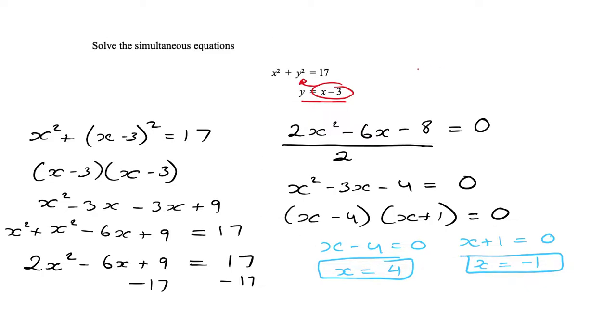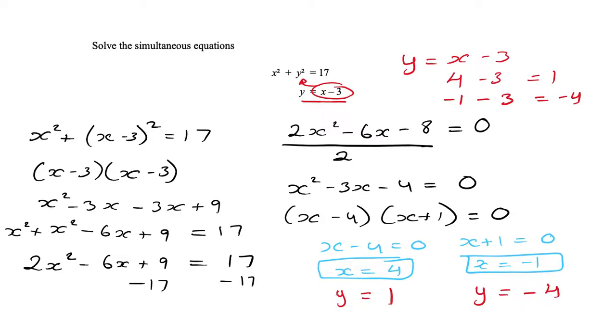So we have the equation over here, y is equal to x minus 3. What is y when x is 4? We have 4 minus 3, which is 1. So y is therefore 1. And then over here we have y is equal to, so x is minus 1. What's minus 1 minus 3? That's going to give us minus 4. So we have minus 4 over here.